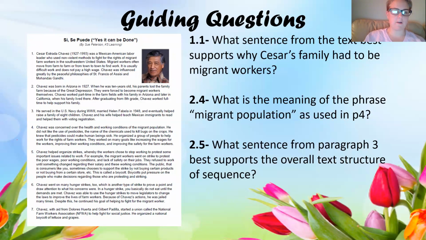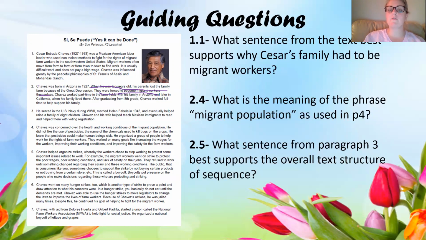So let's go back and look. When he was 10 years old, his family lost the family farm because of the Great Depression. They were forced to become migrant workers themselves. So that sentence right there tells me, actually those 2 sentences, tell me why his family became migrant workers.